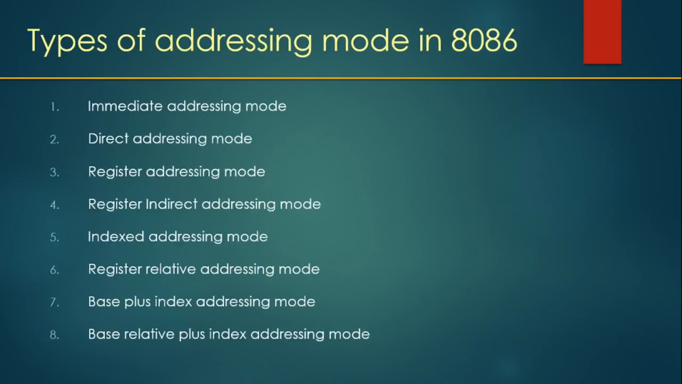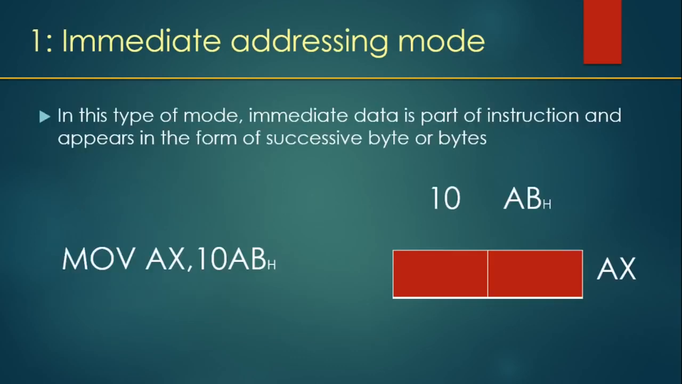There are different types of addressing modes in 8086. There are 8 stated in the slide: immediate addressing mode, direct addressing mode, register addressing mode, register indirect addressing mode, indexed addressing mode, register relative addressing mode, base plus index addressing mode, base relative plus index addressing mode. Firstly we will see the immediate addressing mode.